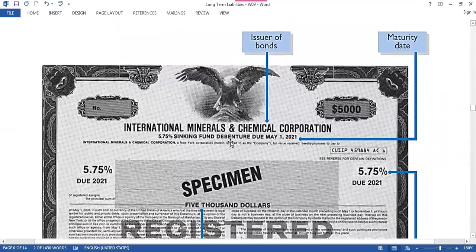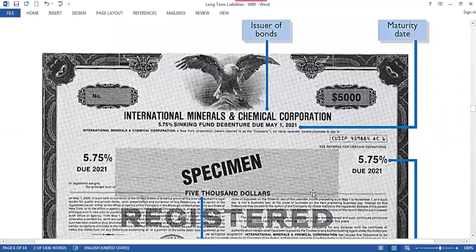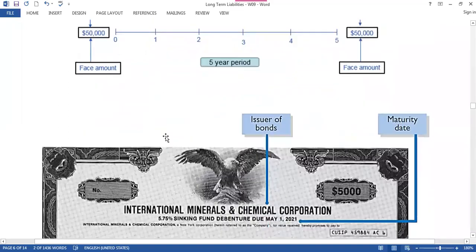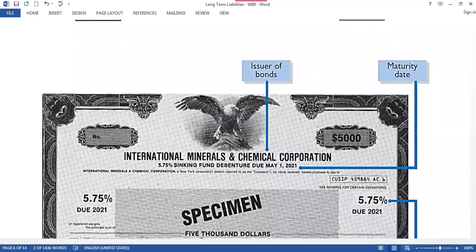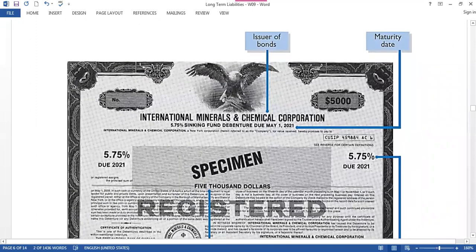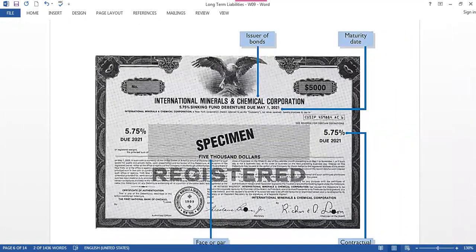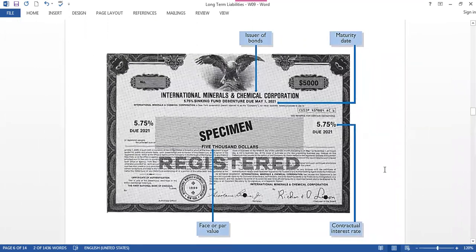Now, this is a bond certificate. I told you that today you are going to sell a bond, right? So a bond is a piece of paper, actually. This is one example of a bond.